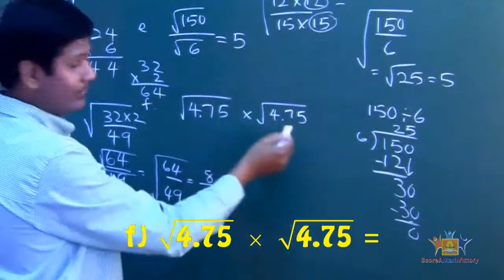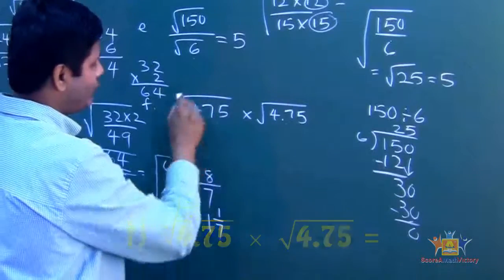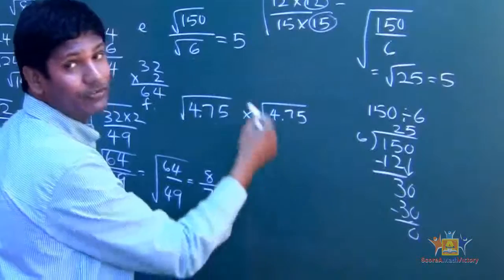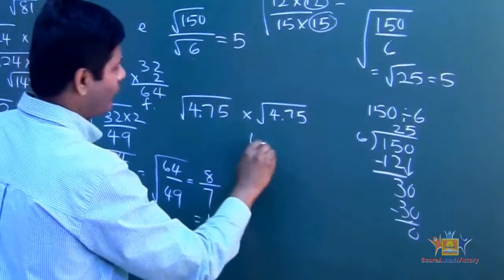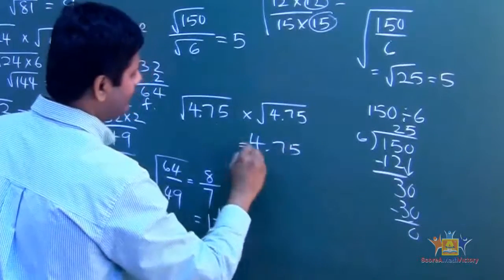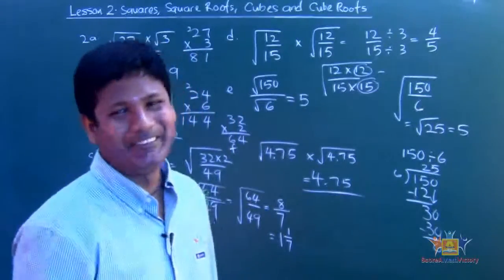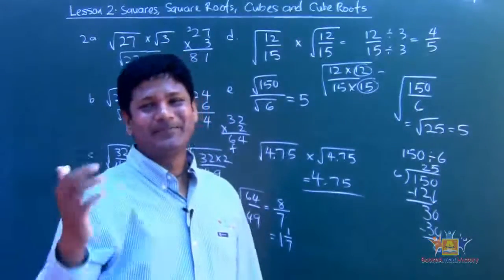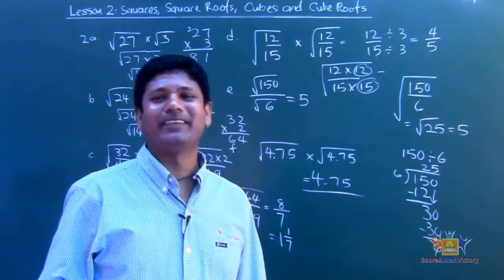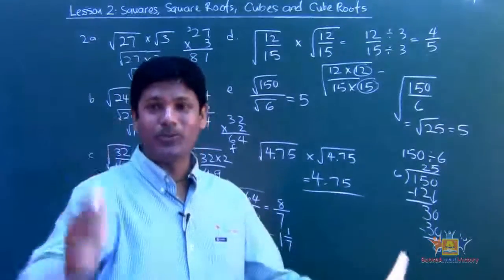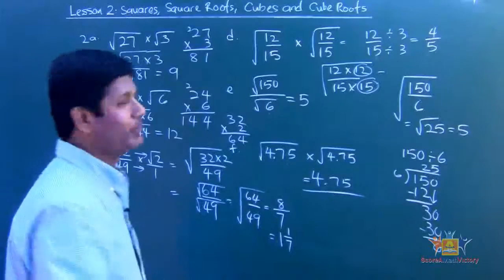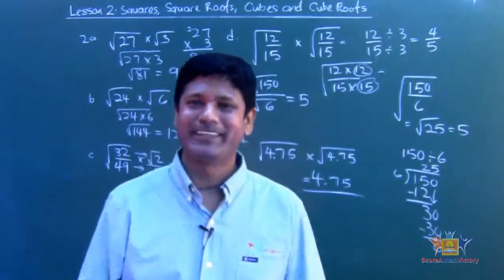What about this one? Same. 4.75 square root times 4.75 square root. What would that be? 4.75. Right there. You got it? Good job. I'm so proud of you. Mr. Mac is always proud of you because you're the best. Alright, let's do problem number 3. Let Mr. Mac erase the board. We'll do problem number 3. I'll be back within a few seconds.